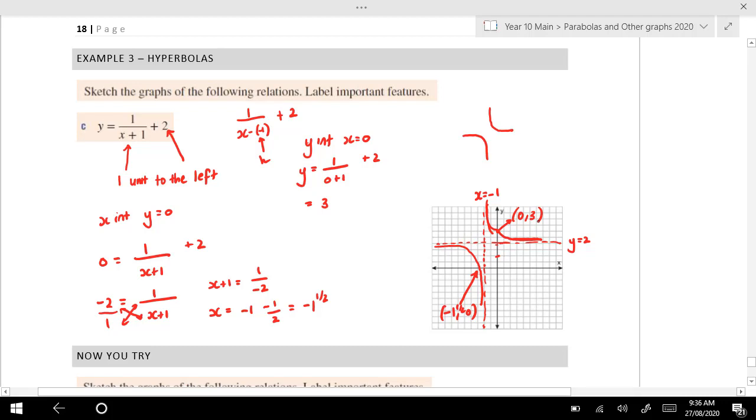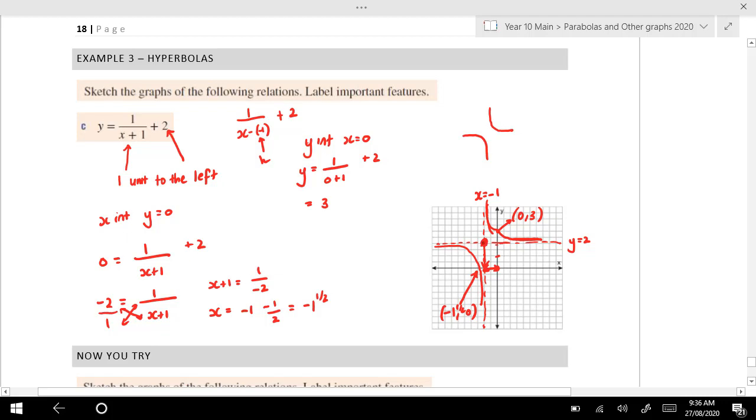Importantly, from the graph, we need to know that it's moved to the left 1 unit and up 2. That means that where these two asymptotes usually meet here, they have been moved. So it's been moved to the left 1, and it's been moved up 2. Okay, so now this is where the center is.